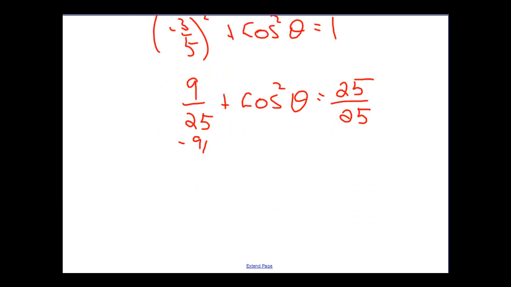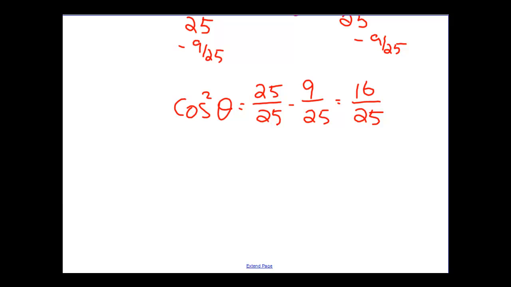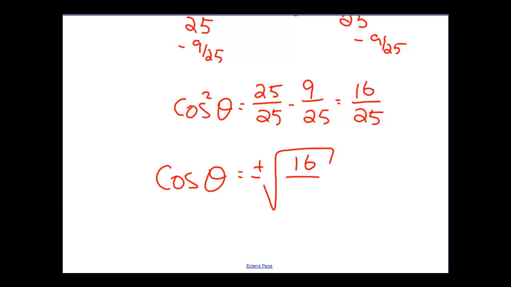If we subtract the 9/25 from both sides, we end up with the statement that the cosine squared of our angle must equal 25/25 minus 9/25, which works out to be 16/25. To solve this problem, we would simply take the square root of both sides. Remember that when we take the square root in a problem that did not have a square root previously, we should include a possibility that our result will be either positive or negative.